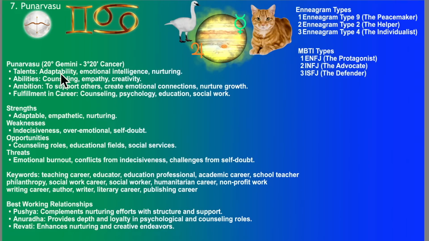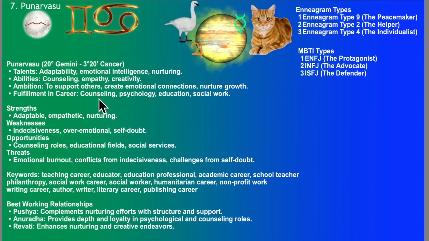Talents: they have adaptability, they have emotional intelligence, they are about nurturing. The abilities go into counseling, empathy and creativity. High degree of creativity, especially in business, especially going into the third pada of Gemini. Ambition is to support others, create emotional connections, and nurture growth. They're good at this, by the way. That's how they make excellent businessmen. Remember, Gemini is a businessman. He's a young prince who's interested in popularity.